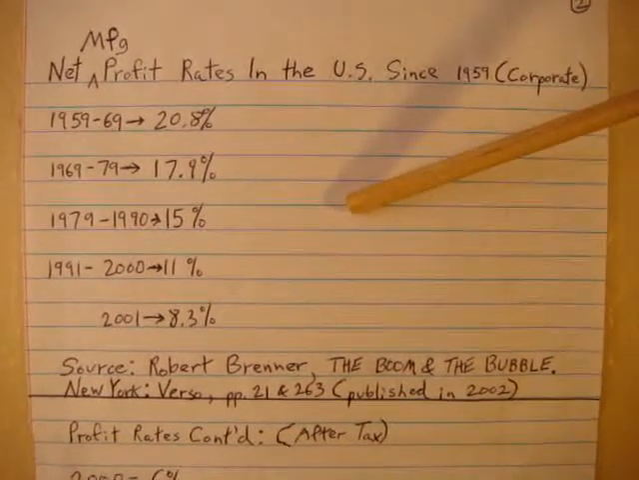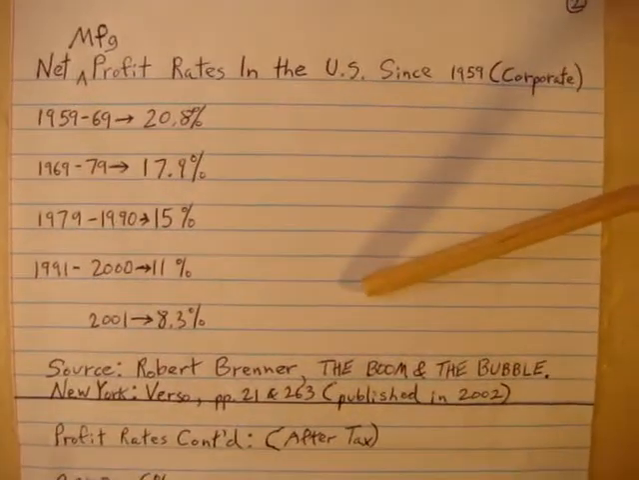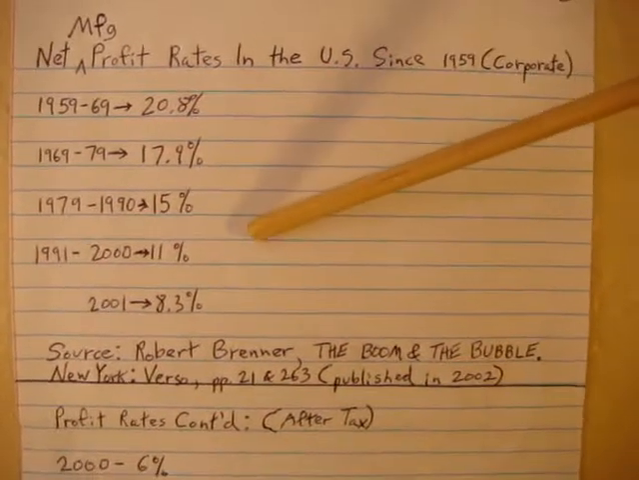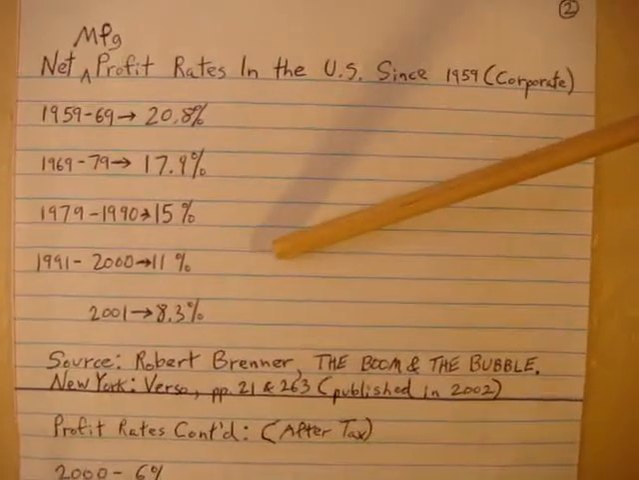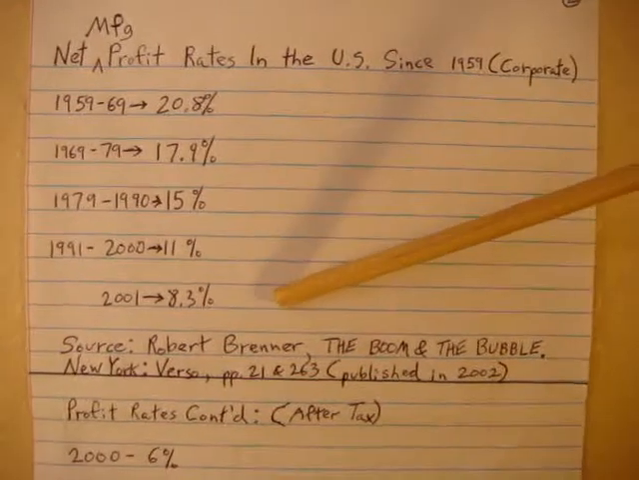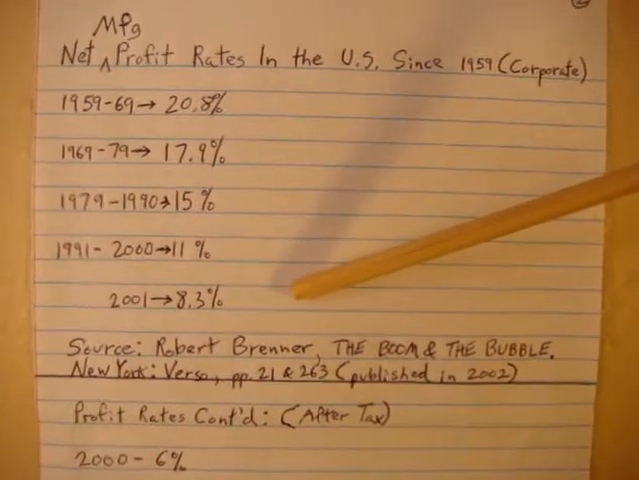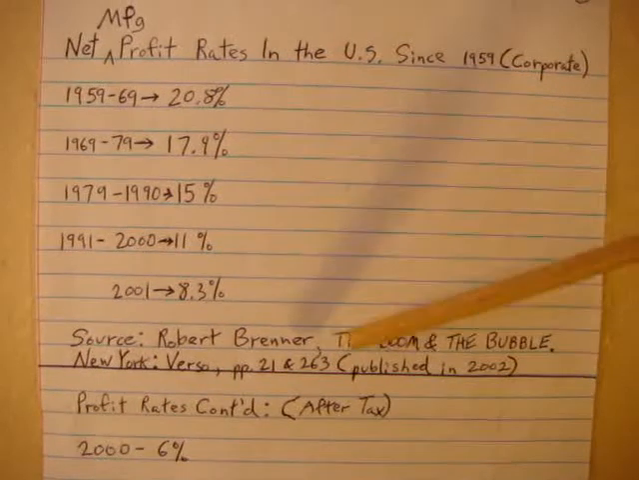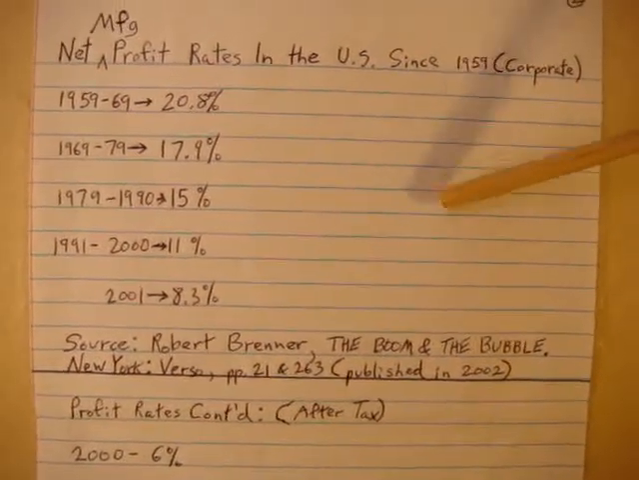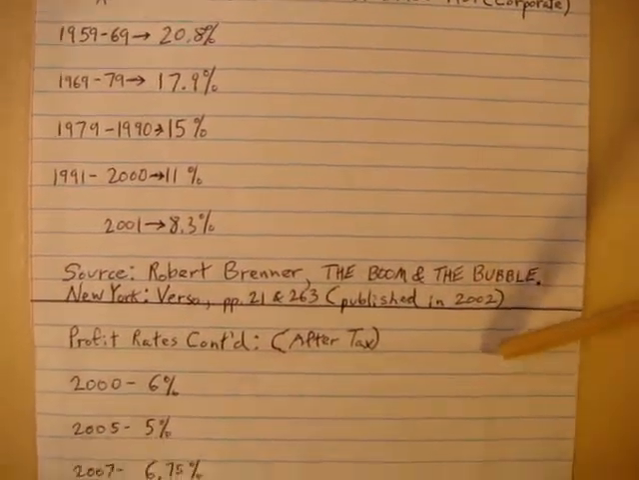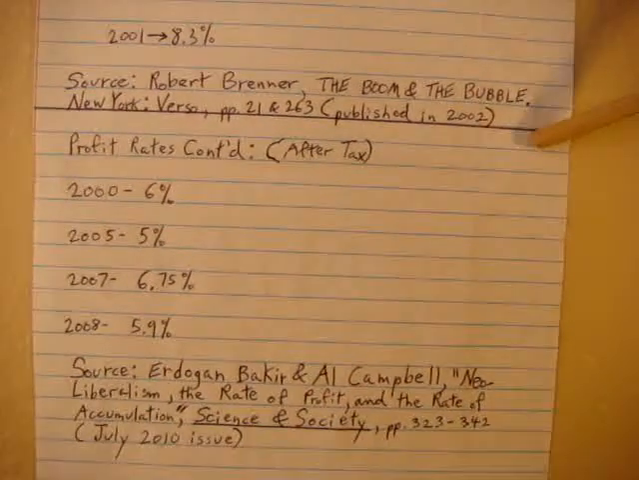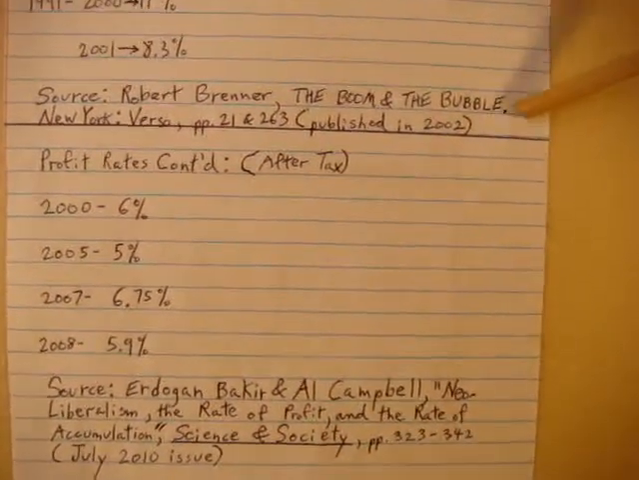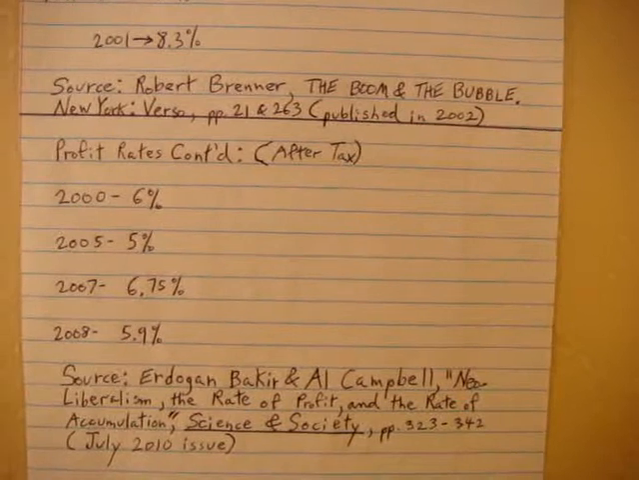1979 to 1990, 15%. 1991 to 2000, 11.9%. 11% rounded. And in the year 2001, 8.3%. Those are the latest stats that I could get from Robert Brenner. Below is actually total corporate profit rates, which actually do include financial institutions.